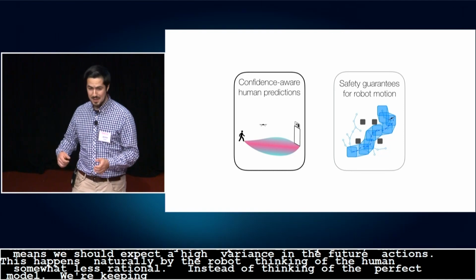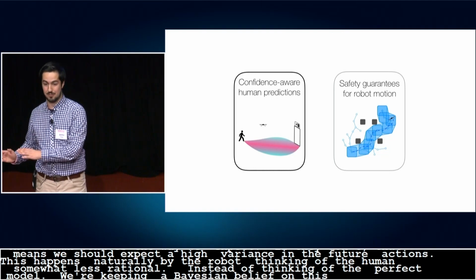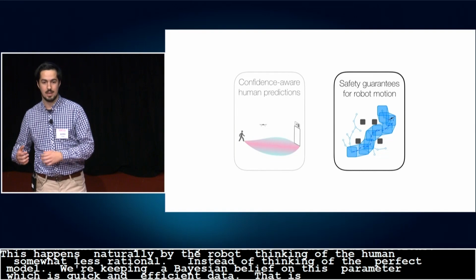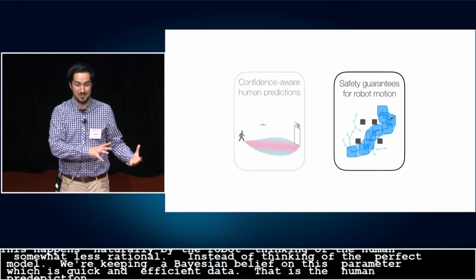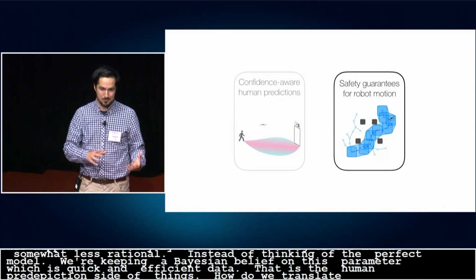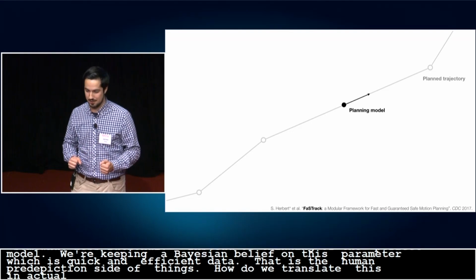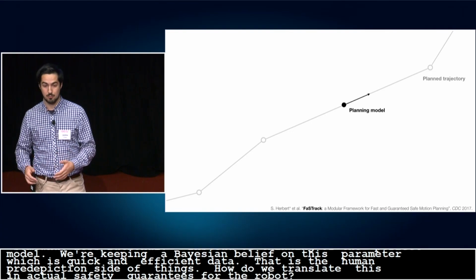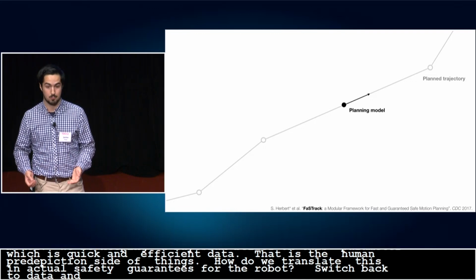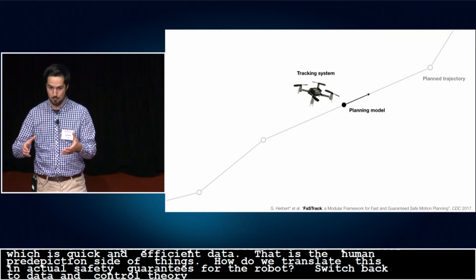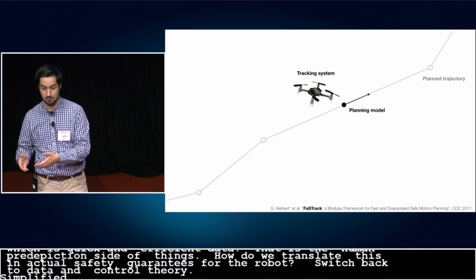So that is the human prediction side of things. But now, how do we translate this into actual safety guarantees for the physical robot? To do this, we need to switch gears a bit and talk about control theory. In order to plan fast, motion planners usually use a simplified model of the robot's dynamics, but that means that the physical robot will have a hard time accurately following the trajectory.